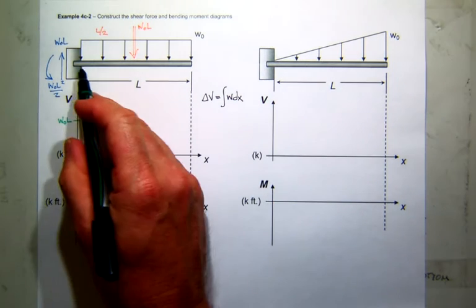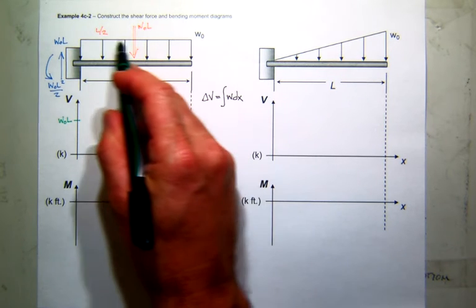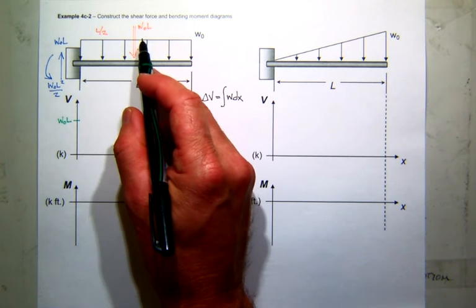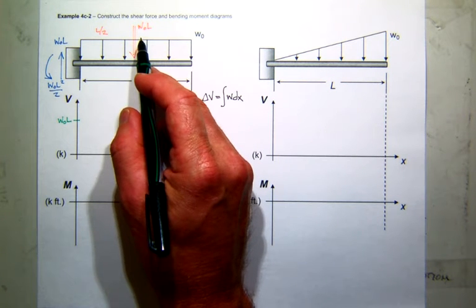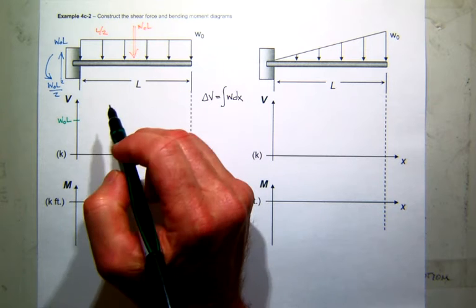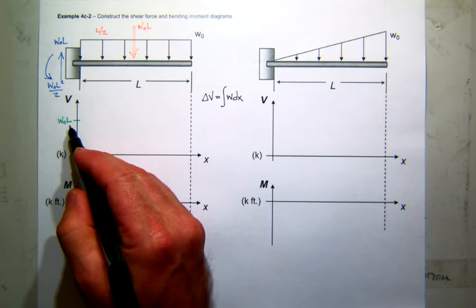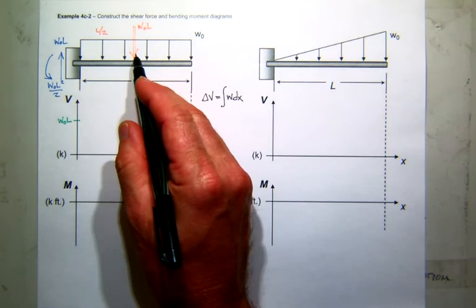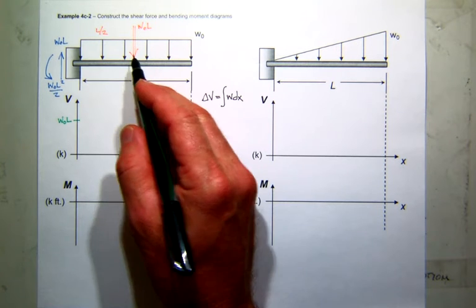So I look up here, I see a continuous load. What's the area of this load curve? Well, I've actually already calculated it. It's W naught L. Is that a positive or negative load? Negative. So if I start at W naught L and I subtract W naught L, what should I get? Zero.